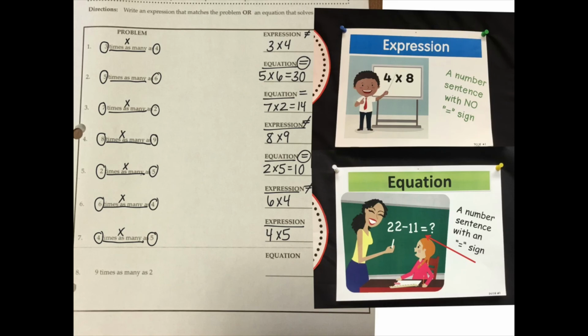And finally, the last one, 9 times as many as, multiplication sign, 2. This time we need an equation, so I need an equal sign here. 9 times 2 equals, and think in your head, 1 less, 18. All right, there you go. Let's move on to the next thing.